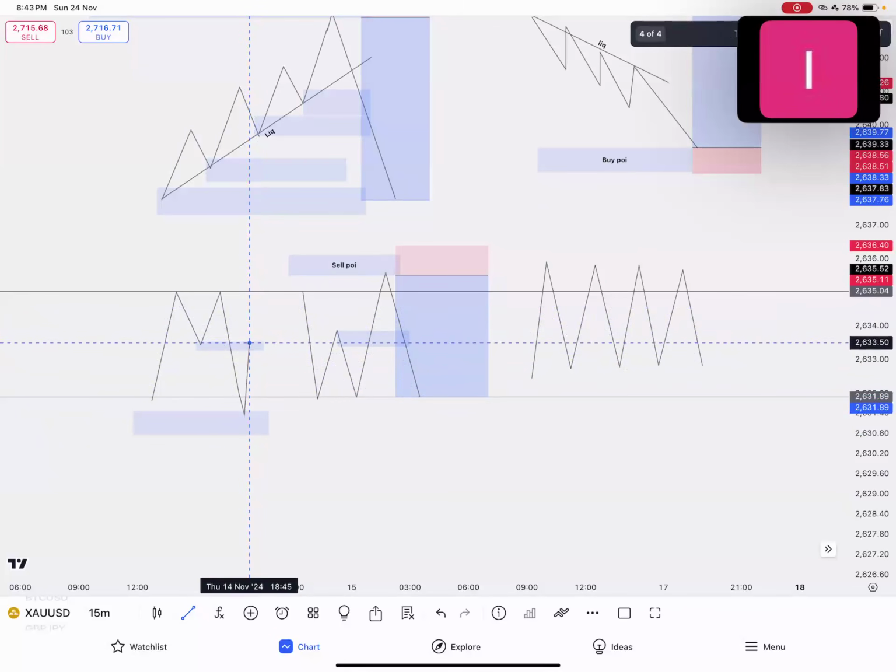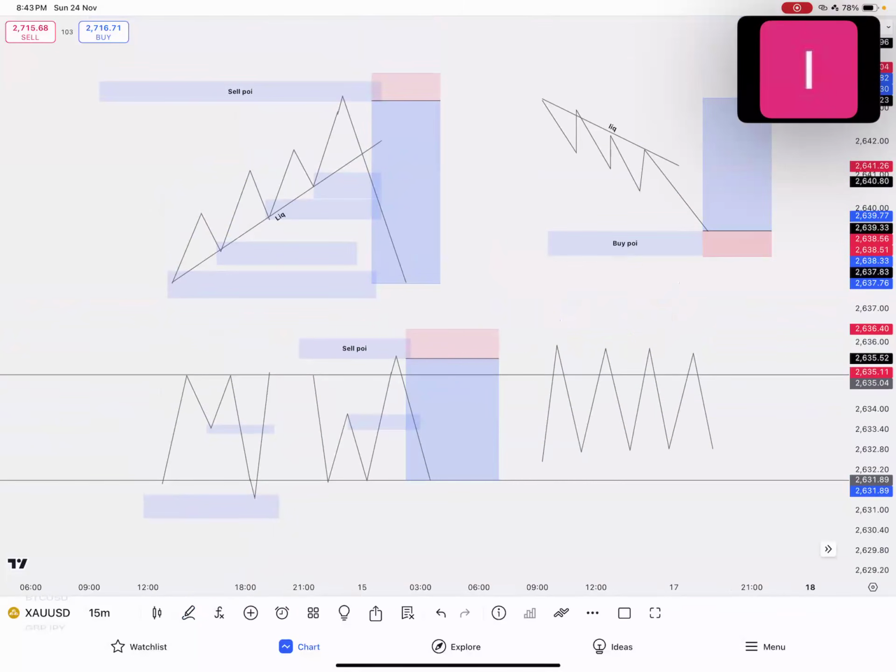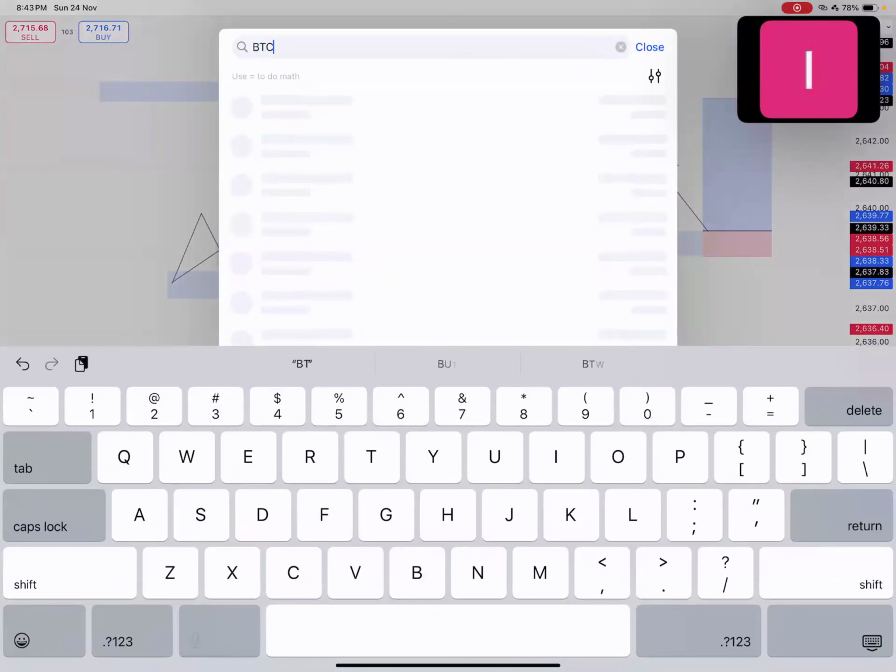If you're taking a trade from this breaker block here, the nearest draw on liquidity has not been taken out yet. So you have to ensure that the draw on liquidity gets taken out first before you can start looking for trades in the opposite direction. So if, for example, now this trend line liquidity that I think is on BTC.